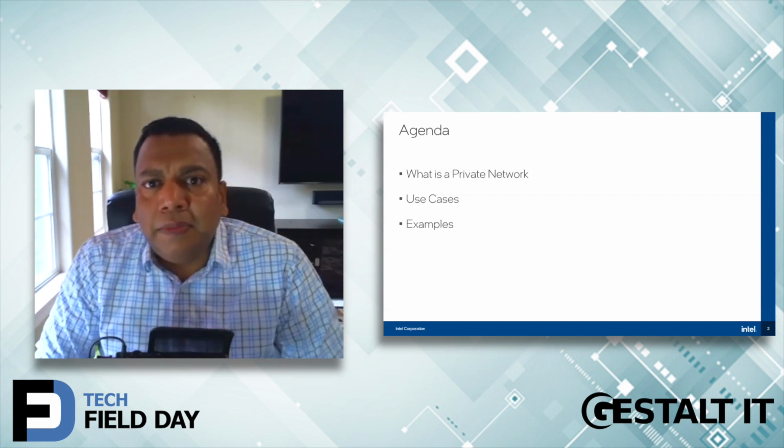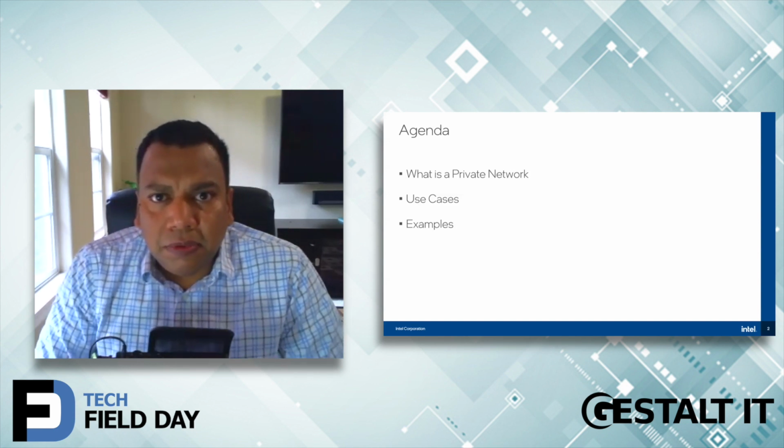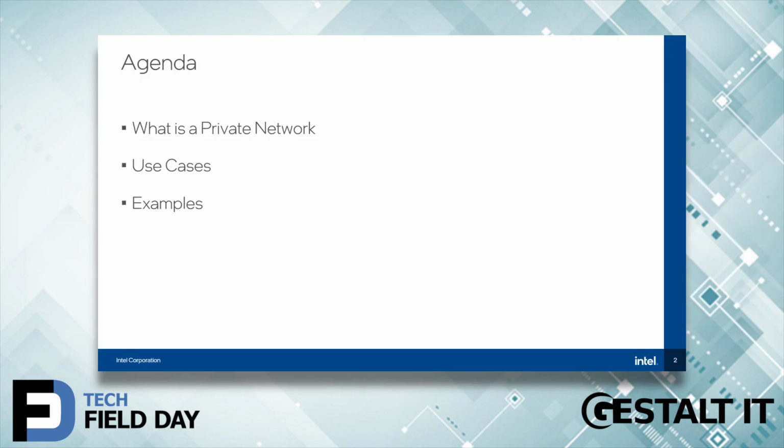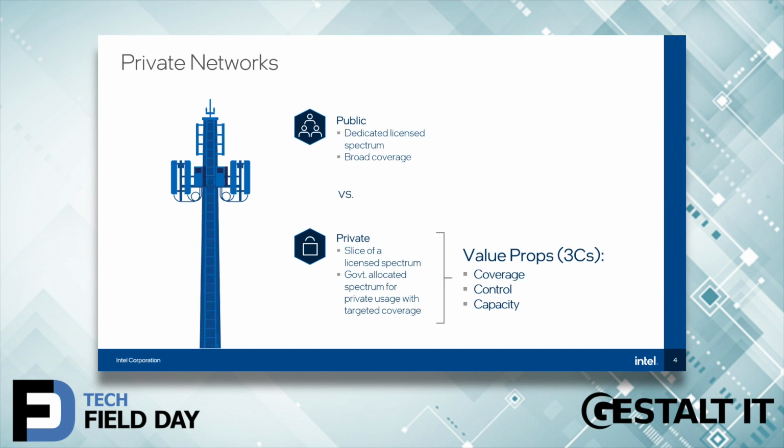In our agenda today, we have 3 items. We will talk about what a private network is and what the different use cases are across the IoT business verticals, and I'm also going to touch on some examples where we are putting private networks beyond the industrial use case. So what is a private network?